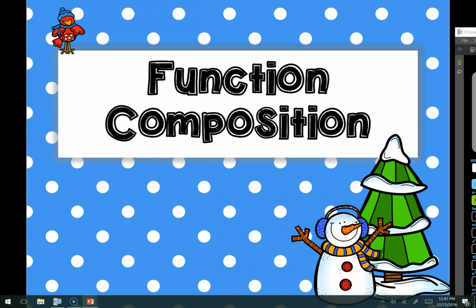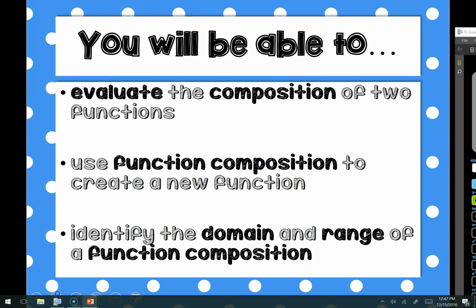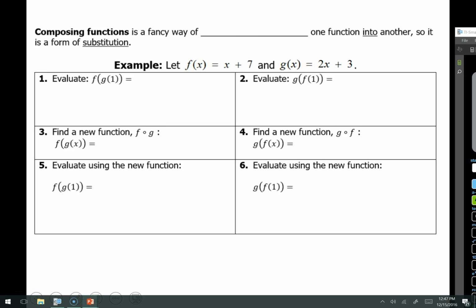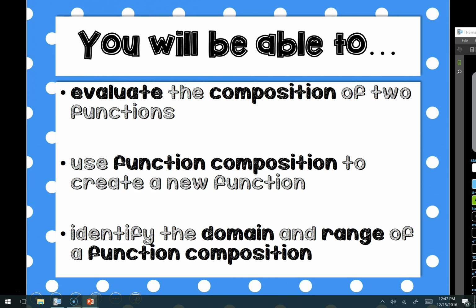Hi again. In this video we are going to look at composing functions together. That means that we are going to first talk about evaluating functions, the composition of two functions. We are going to use composition of functions to create a brand new function, and we're also going to talk a little bit about the domain and range of the functions that we're composing together.